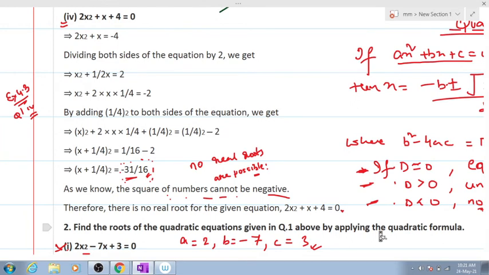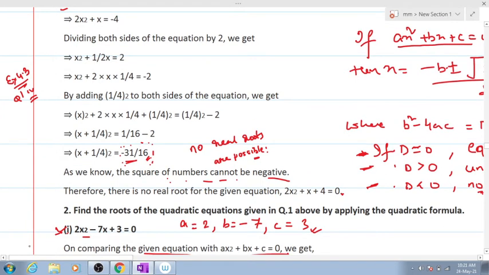So here this is question number 2, part 1. You have to solve this equation using the quadratic formula. Clear? The first thing you have to write down, comparing this equation with ax square plus bx plus c, is a equals 2. Does everybody agree? b equals minus 7 and c equals 3. Yes or no? Confirm.